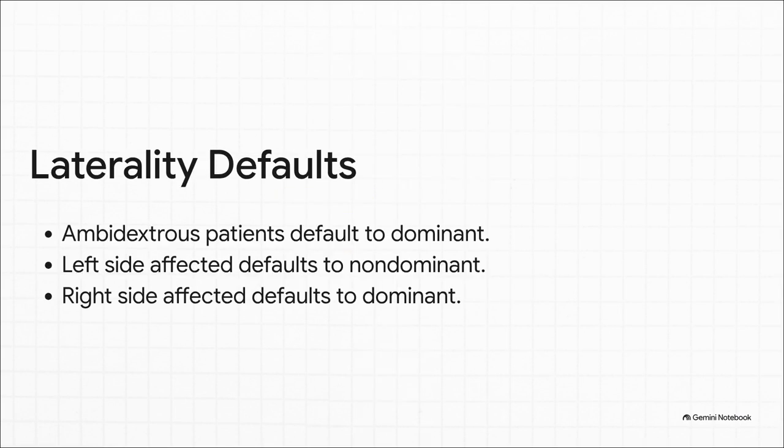Thankfully, CMS gives us these hard and fast clinical defaults so you can confidently assign the correct laterality even when hand dominance isn't documented. It's super simple. If the patient is documented as ambidextrous, default to dominant. If the left side is affected, default to non-dominant. And if the right side is affected, default to dominant. Memorize these defaults for sure. They will literally save you from bugging your providers with unnecessary, time-wasting queries.